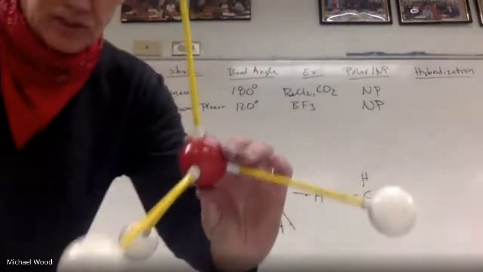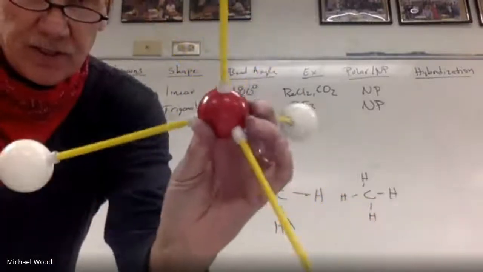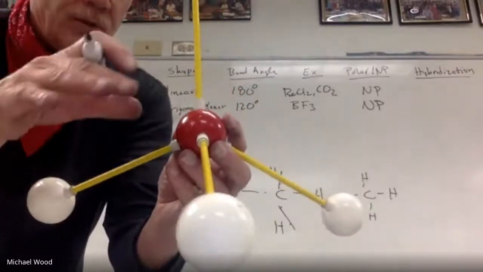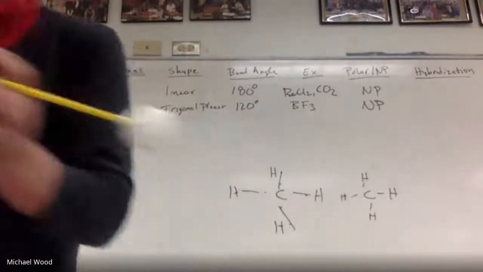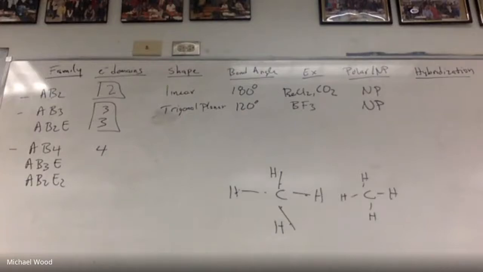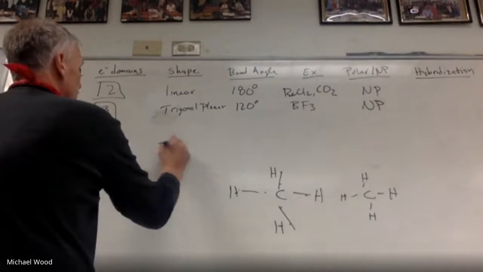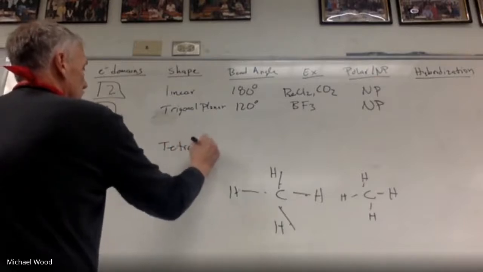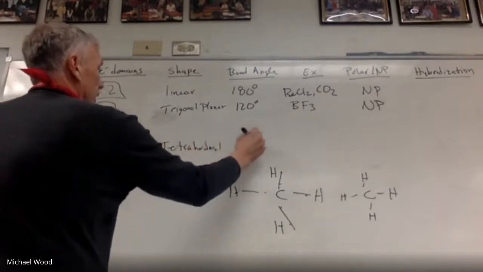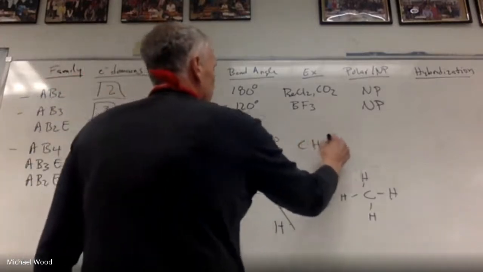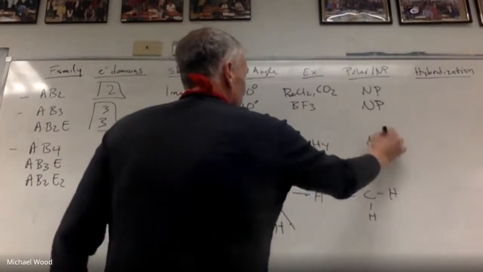So if you guys can see this, this is the tetrahedral shape. It's kind of hard to see, but all the poles will cancel out, which means this is also going to be a non-polar molecule. So this is called tetrahedral. The bond angles are 109.5. Examples are CH4, and it is also nonpolar.